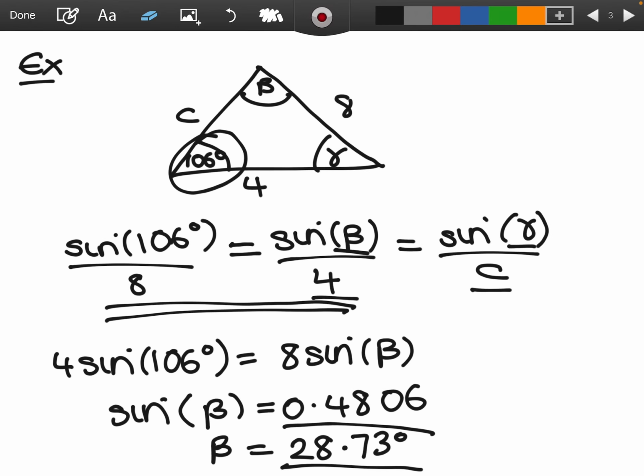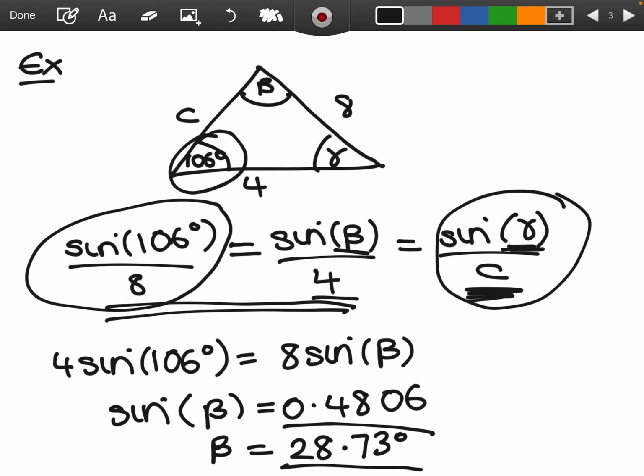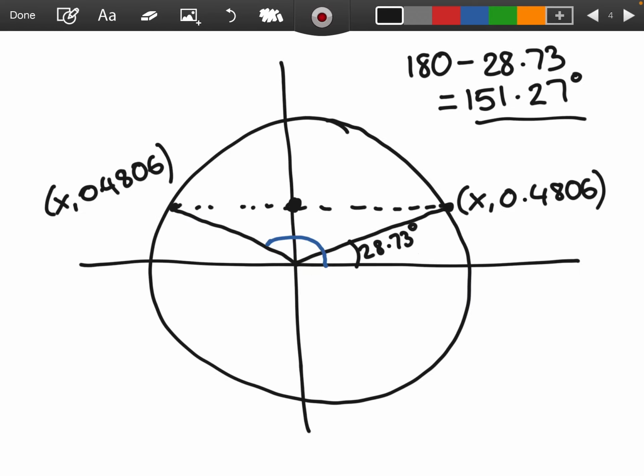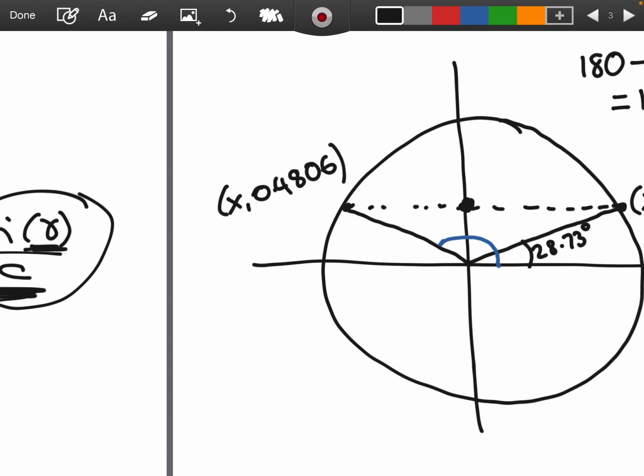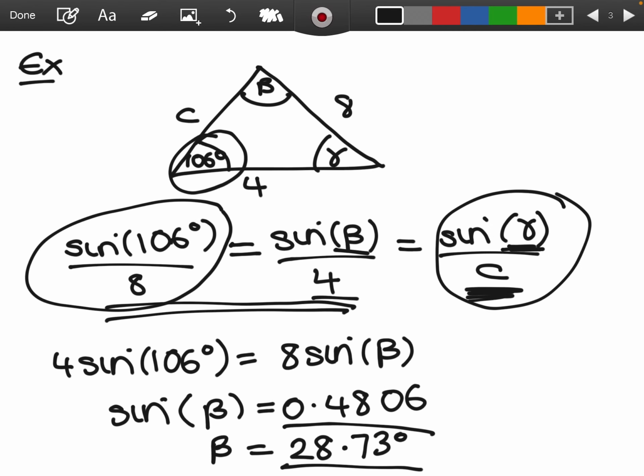And then going back to my law of sines, now that I know that gamma is 45.27, I can go ahead and solve for C, okay? So I'm going to set this fraction here equal to this fraction here using gamma is 45.27. And if you go ahead and do that, I'll tell you what it is. You can go ahead and deal with the fraction. It's 5.91, okay?